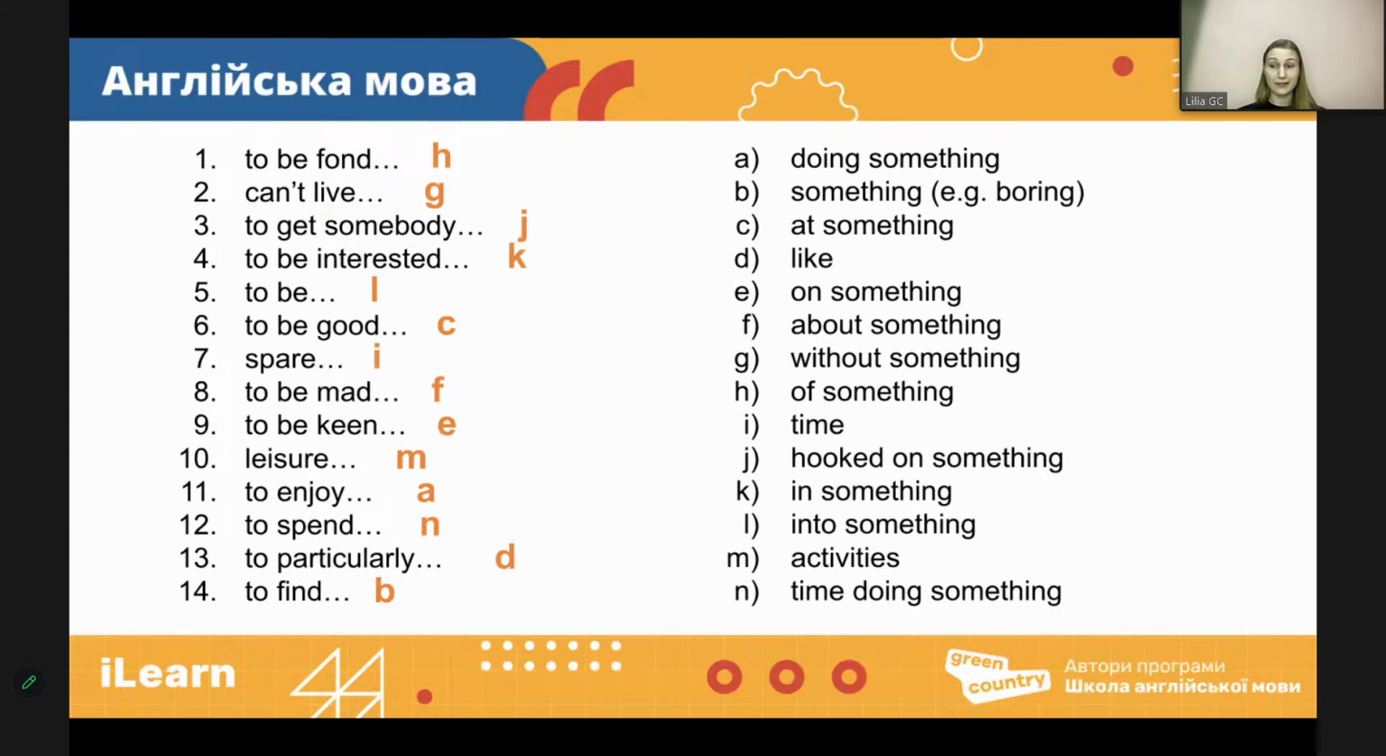I'm mad about reading. Okay, that's a good hobby. I like it too. I find it interesting, I would say. So I would say I sleep in my spare time. Я сплю у вільний час. So spare, it's an adjective, like прикметник, вільний час. So I sleep in my spare time.